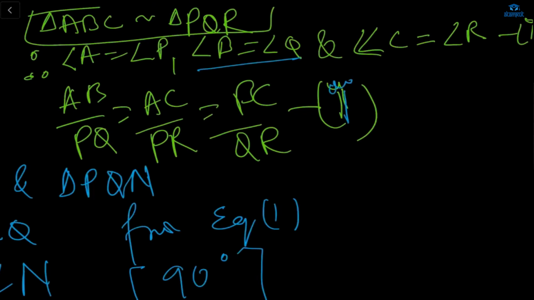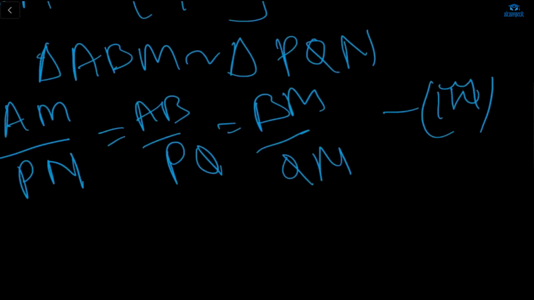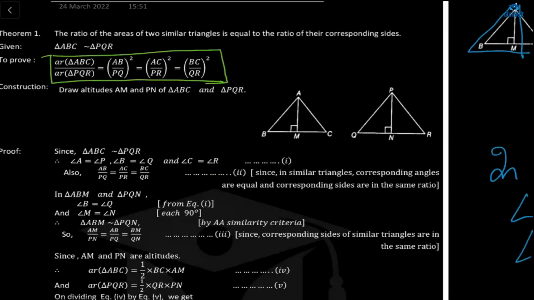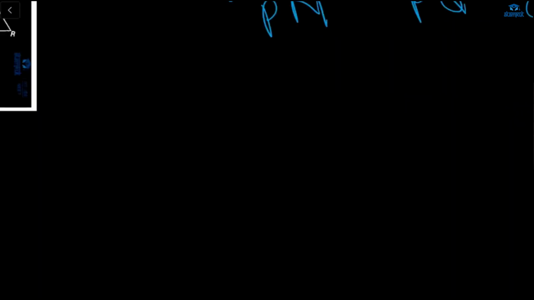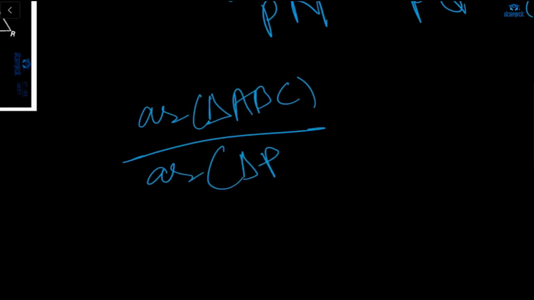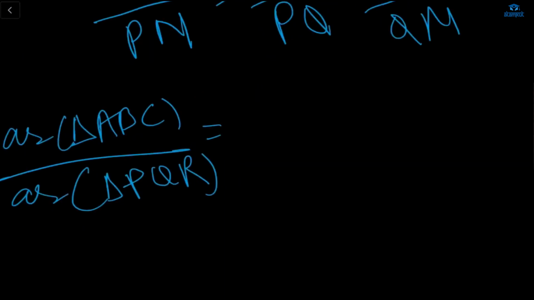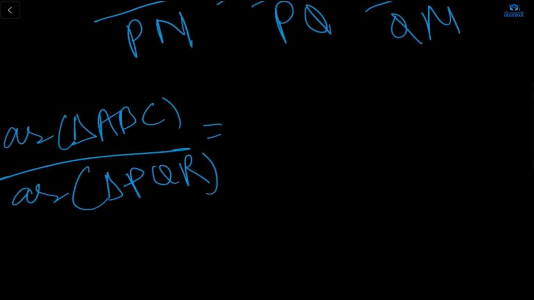Why? Let's see. Now we have to prove the ratio of the areas of the triangles. So let's find the ratio of the area of triangle ABC and the area of triangle PQR. Shazan, can you tell me what is the area of any triangle? Half base into height. Yes, half base into height. The same thing we will apply here.